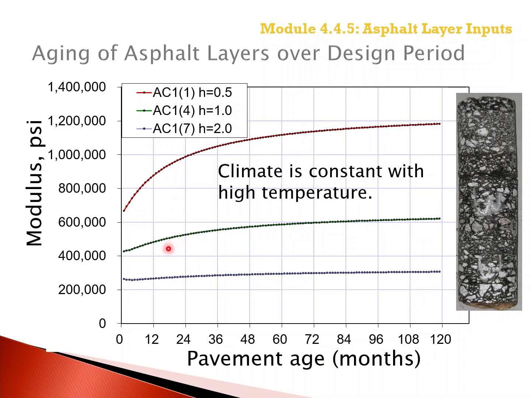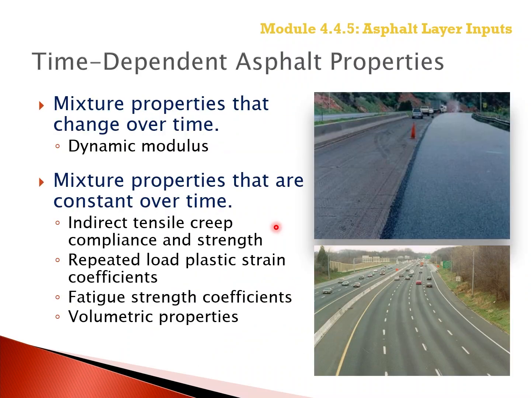So in summary, the aging function included in the pavement ME for asphalt mixtures only applies to dynamic modulus, and there's more aging at the surface than in the underlying layers, and that is the only input variable aged over time or throughout the design life of the pavement structure.